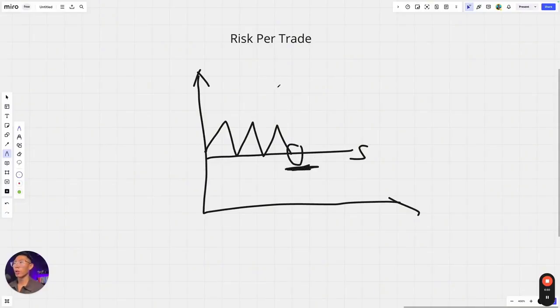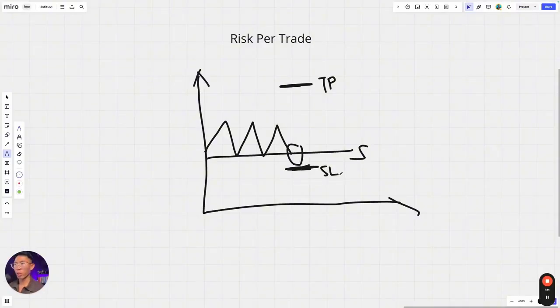You probably have your stop loss down here below this support level. And then our take profit could be all the way up at the next key level or Fibonacci extension level, all the way up here. So this is your stop loss, and this is your take profit. In this case, your risk per trade is basically the amount of money that you will lose if price goes down and hits your stop loss.